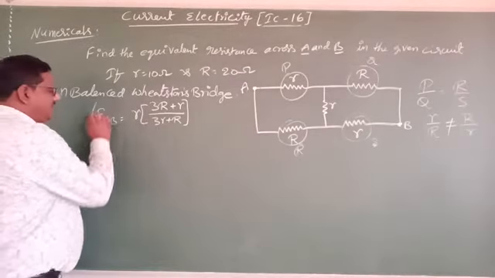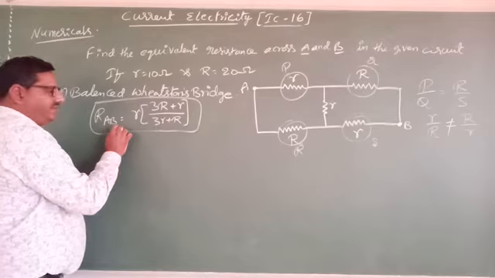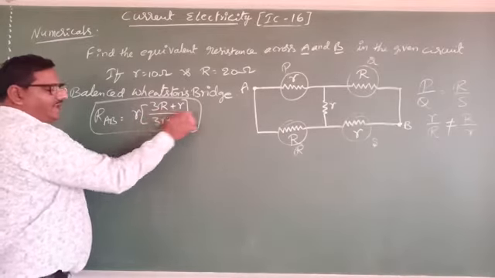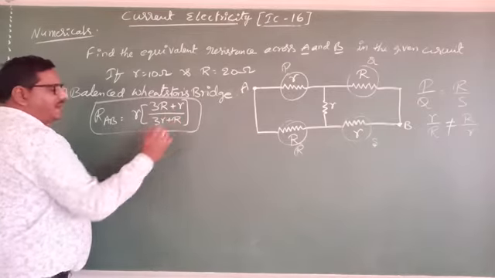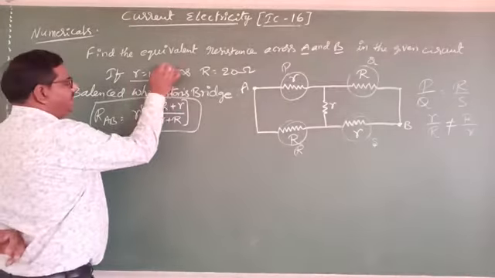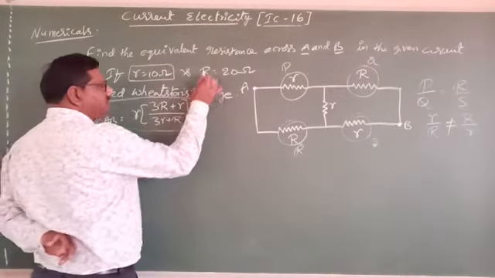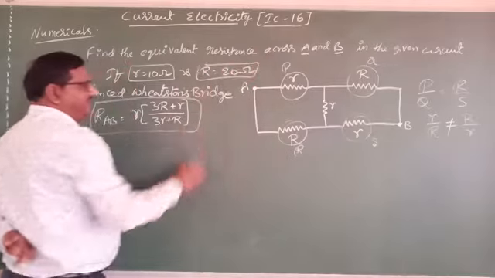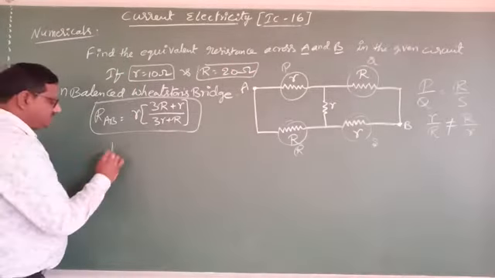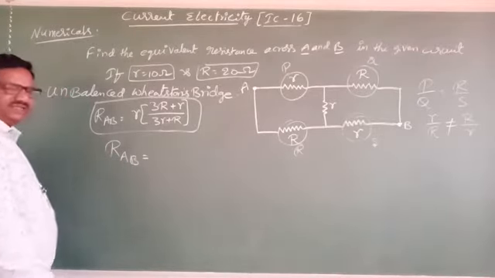Similarly, we give one shortcut here, that is RAB, the effective resistance between A and B: small r into 3R plus R by 3 into small r plus capital R. What is the small r value? How much did they give? Small r is nothing but 10 ohms. And the capital R value, how much did they give? 20 ohms. Then how can you tell the resistance between AB, or the equivalent resistance?